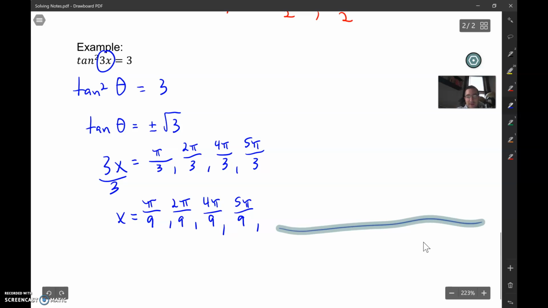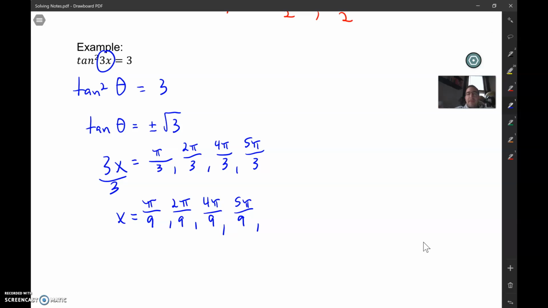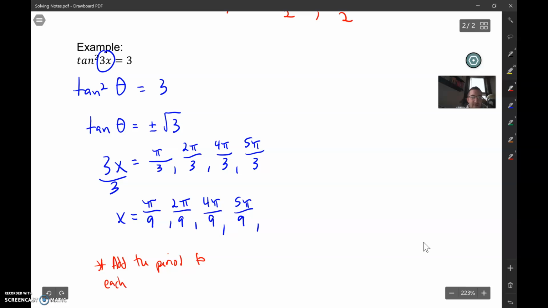So here's how you do it. You go and find the period. And the key is to add the period to each of your answers until you reach 2 pi. Once you reach 2 pi, you stop.